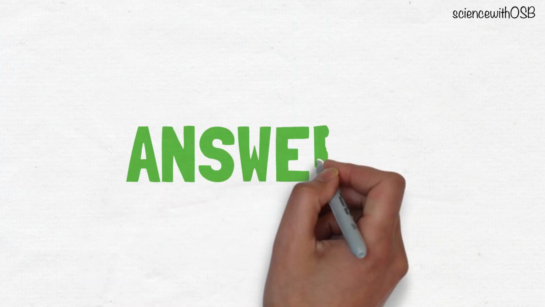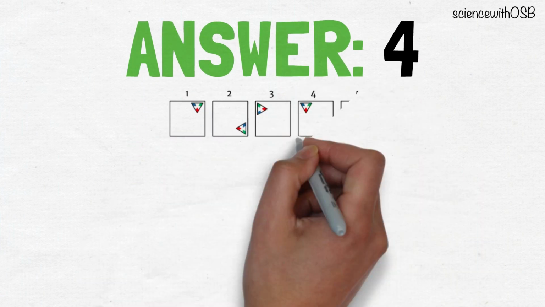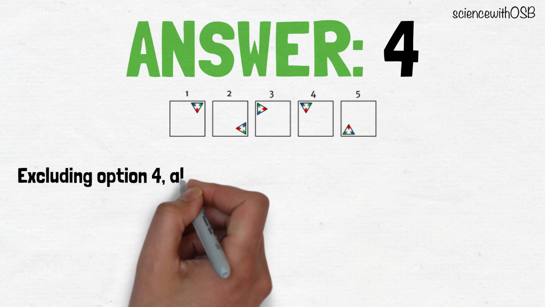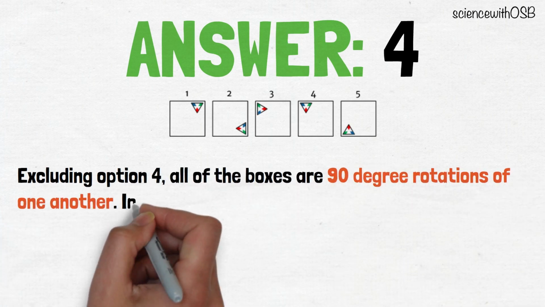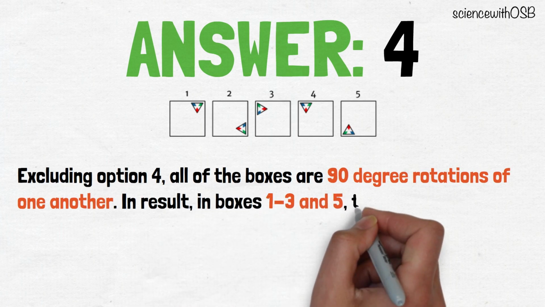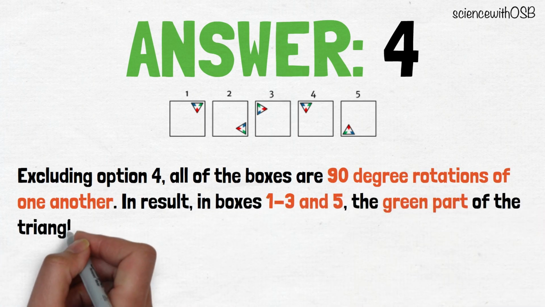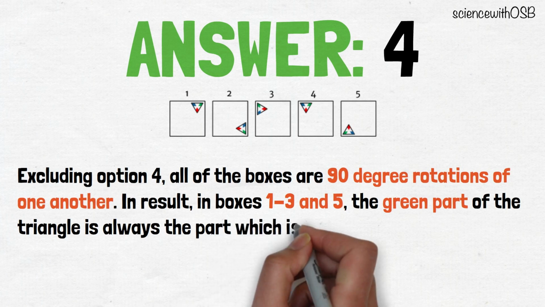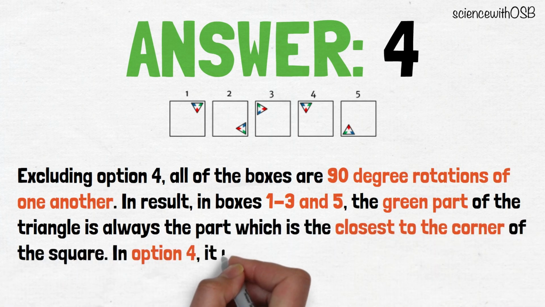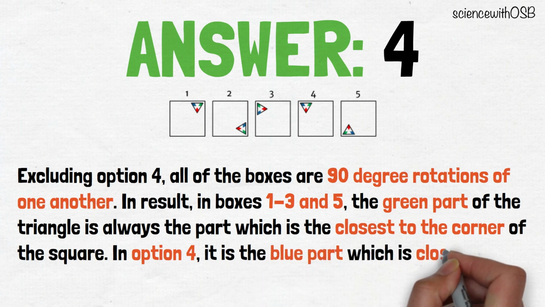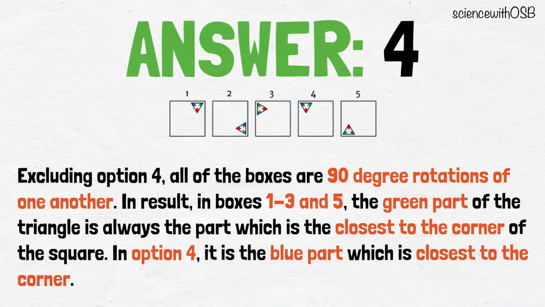The correct answer is option 4. Excluding option 4, all the boxes are 90-degree rotations of one another. As a result, in boxes 1, 3 and 5, the green part of the triangle is always the part which is the closest to the corner of the square. In option 4, it is the blue part which is the closest to the corner.